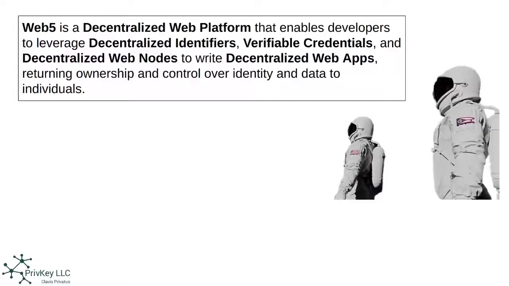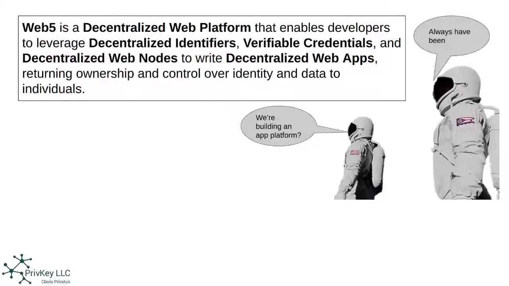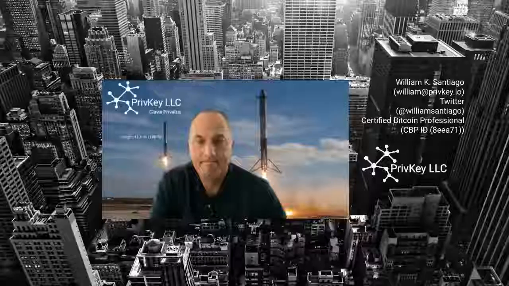So the idea behind Web 5.0 is a decentralized web platform that enables developers to leverage decentralized identifiers, verifiable credentials, and decentralized web nodes to write decentralized web apps. Basically, it returns ownership and control of identity data to individuals. That's the key here. So the question is, are we building an app platform? The answer is, we've always been doing this. This is part of the evolution of the internet.